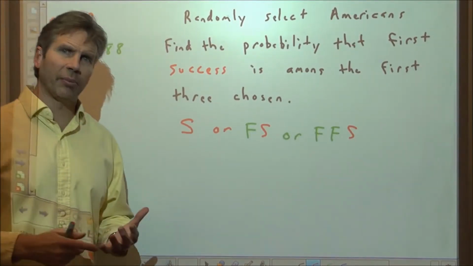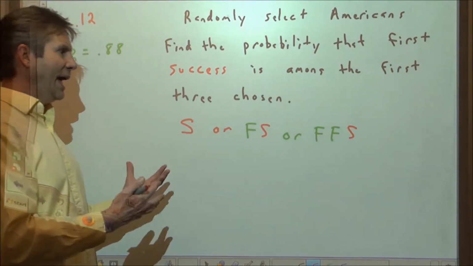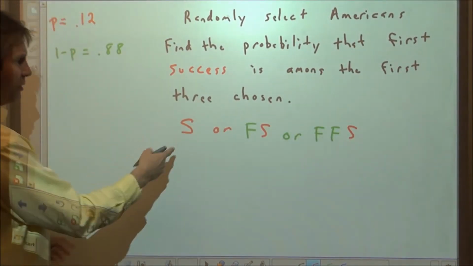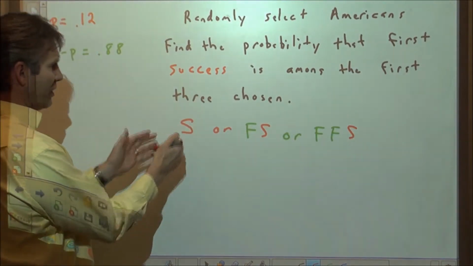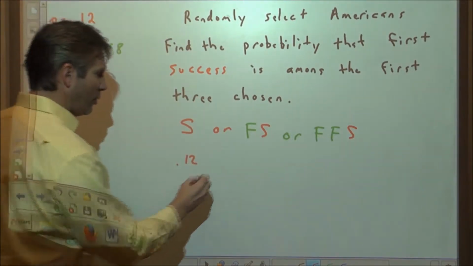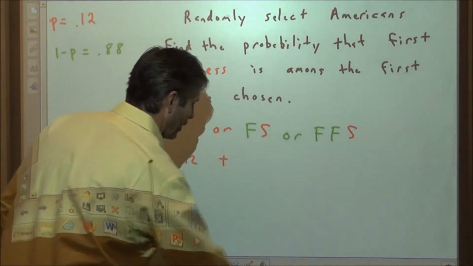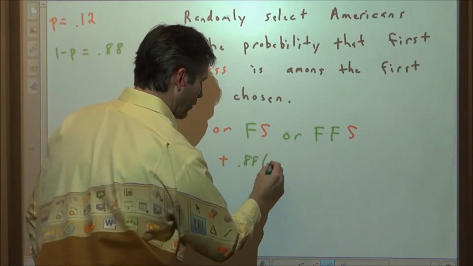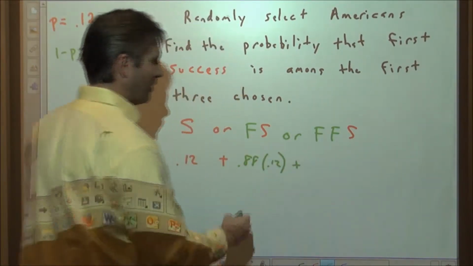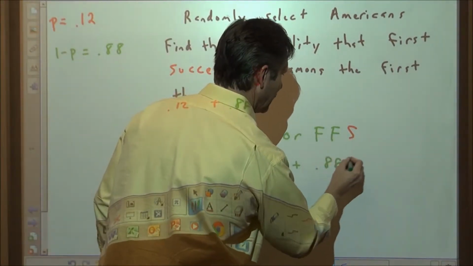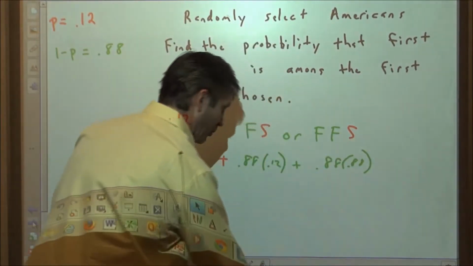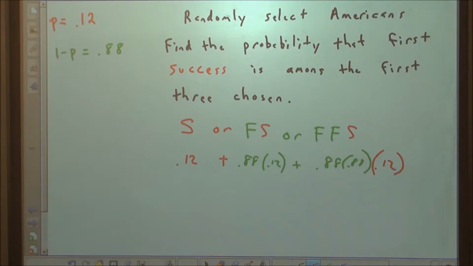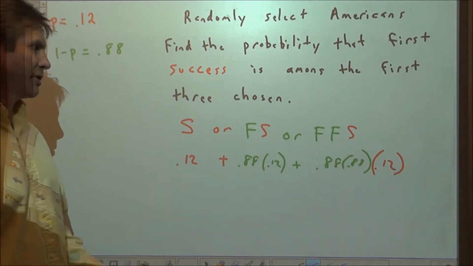Then we go back to that basic probability thing where we said that or means add, and means multiply, provided that you're selecting two or more things. So all we do is say, oh, the probability we get our first success on the first trial is 0.12, plus the probability we get our first success on the second trial is 0.88 times 0.12, or that we get the first success on the third trial is 0.88 times 0.88 times 0.12. So if you add those three up, you've got your probability. You get your first success somewhere among the first three trials.